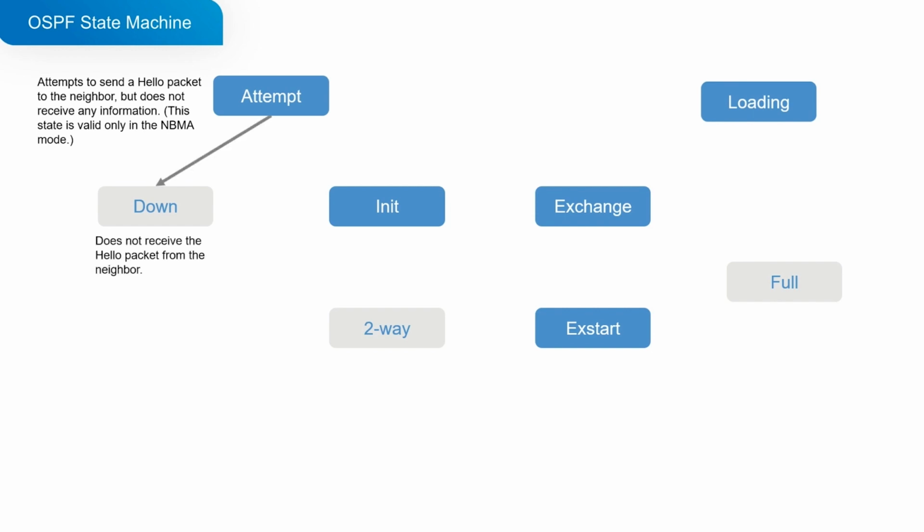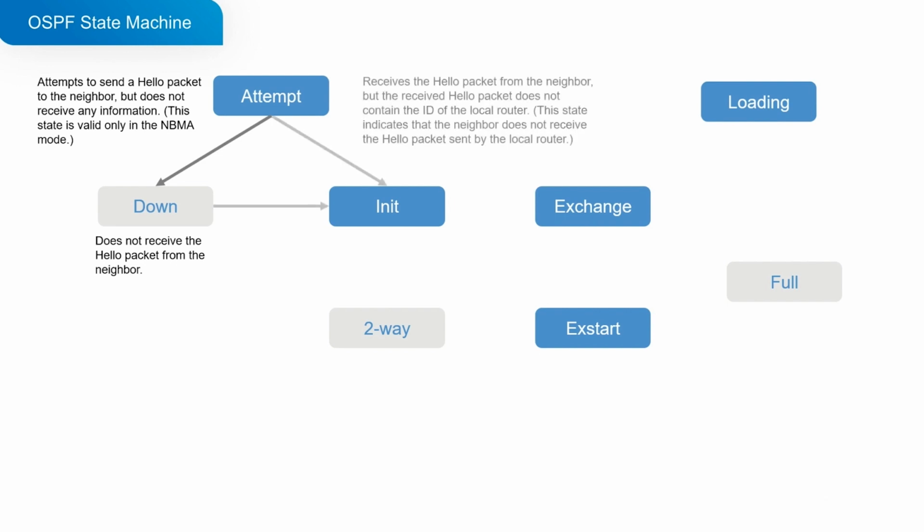And for down, we know we enable the router into the OSPF process, but we haven't sent and haven't received any packet from the neighbors. So now the state of our router is down. Down means it does not receive any hello packets from the neighbors. So from down to init, or attempt to init, we have to send the hello packet.